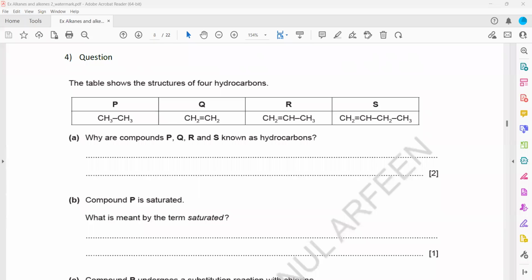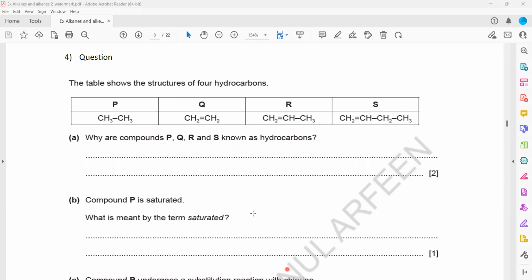So this whole exercise is related to alkanes and alkenes and some reactions of alkane and alkene, as well as drawing the isomers. The table shows the structure of four hydrocarbons, named P, Q, R, and S. The question is, why are compounds P, Q, R, and S known as hydrocarbons? Why do we call them hydrocarbons?